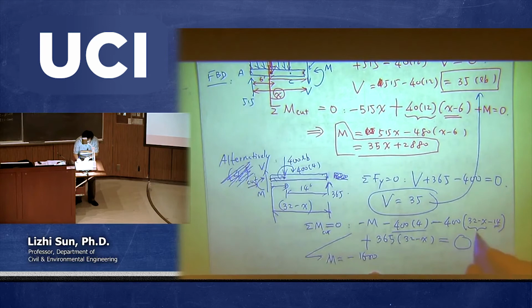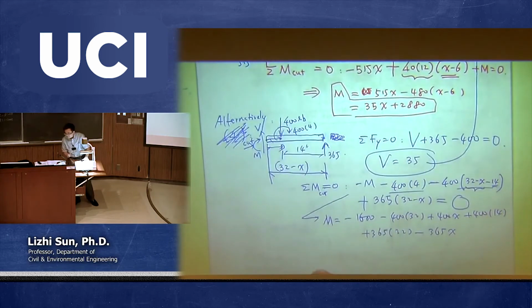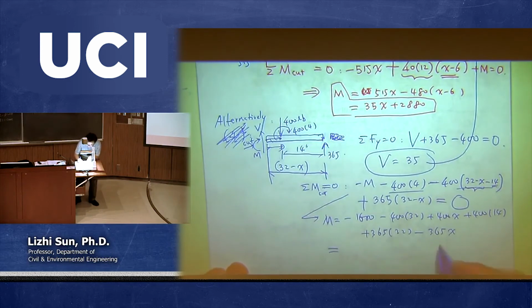Okay, well, there's a lot of terms. So that's why I don't like to take the right side. So negative 400 times 32 plus 400x plus 400 times 14 is this term altogether. And you have this one plus 365 times 32 minus 365 times x. Now let's simplify further. You have this term and this term together. So 400x minus 365x, that's going to be 35x, right?